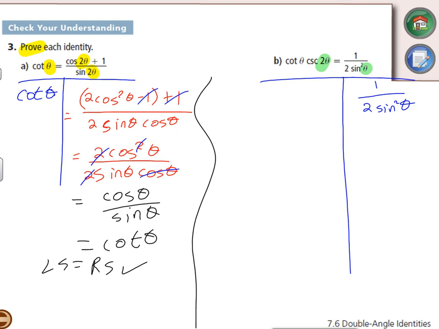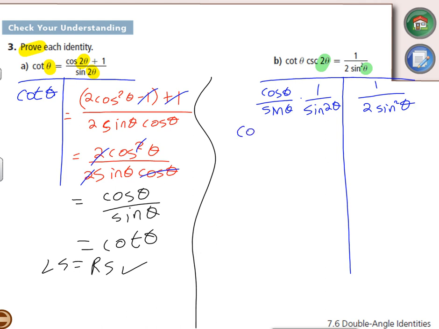Let's try our left side. I'm going to change everything to sines and cosines just to make it easier here for me. That's cos theta over sine theta multiplied by 1 over sine 2 theta. You cannot combine sine theta and sine 2 theta together. They are not the same angle.